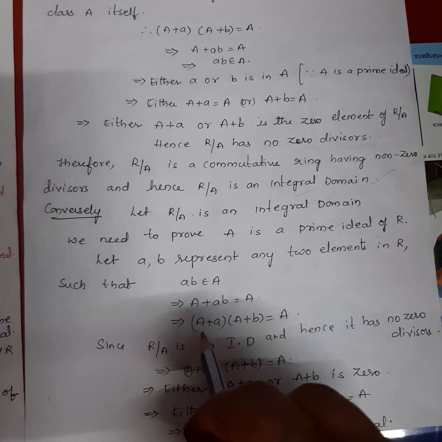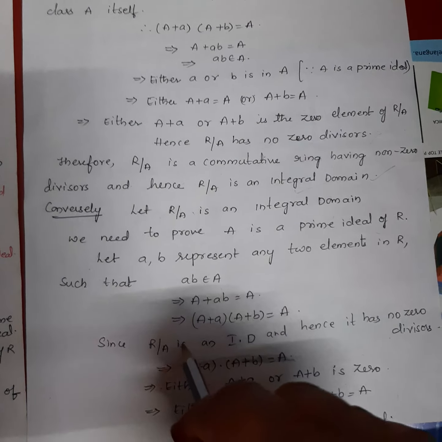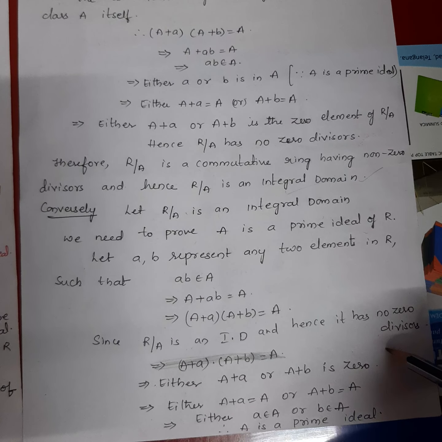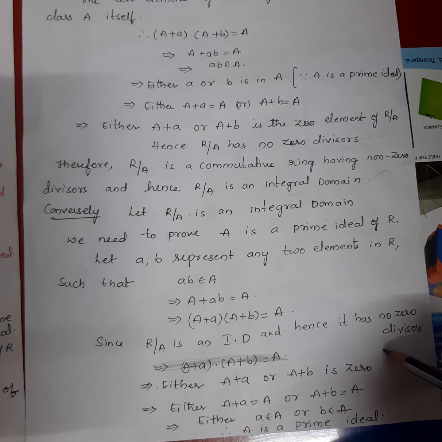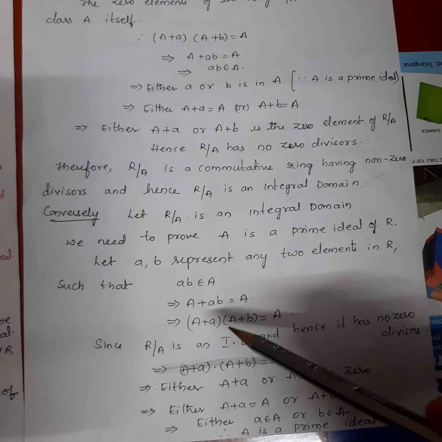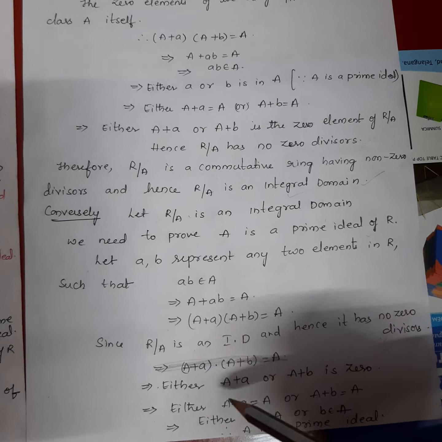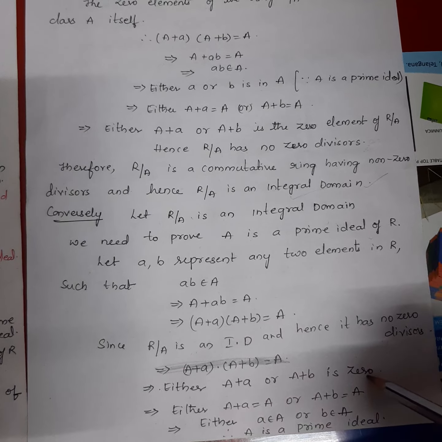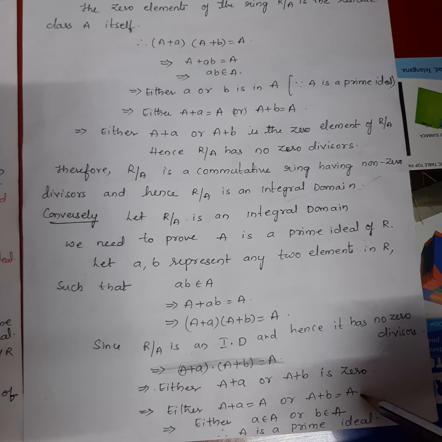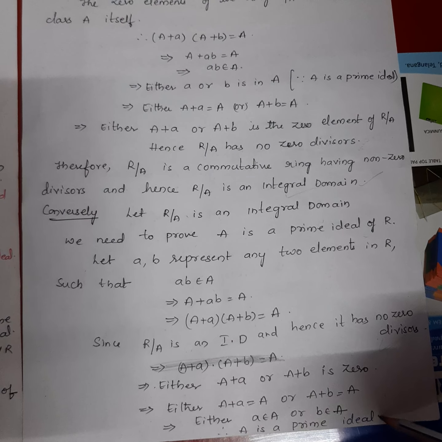So ab + A = A. I can write this as (a + A)(b + A) = A. Already we have considered that R/A is an integral domain, which has no zero divisors. So if it has no zero divisors, I can say that either of these two is zero. So a + A = A or b + A = A, that is, either a belongs to A or b belongs to A. Therefore A is a prime ideal.